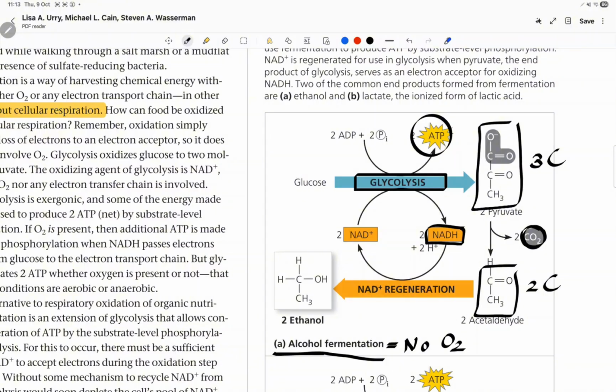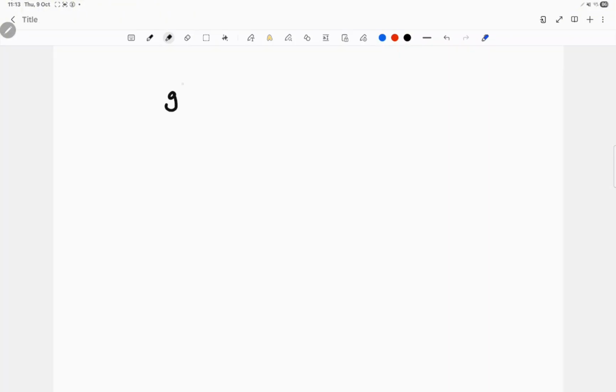Now, what's the point of fermentation? Why can we not just let glycolysis take place? Why fermentation? Because fermentation makes sure to turn NADH to NAD+. Because without NAD+, glycolysis cannot occur.